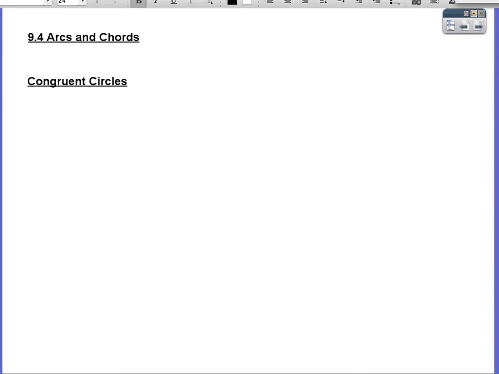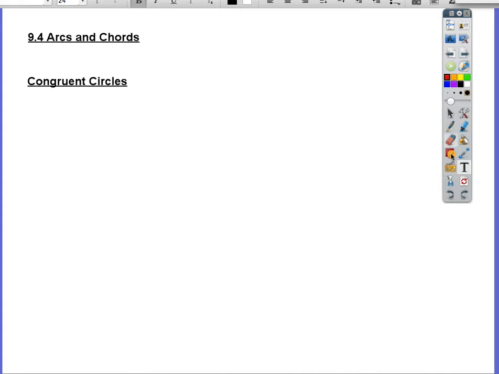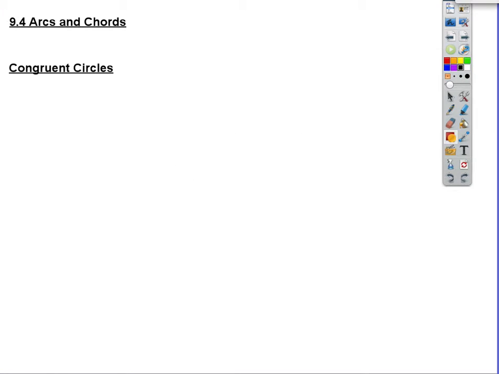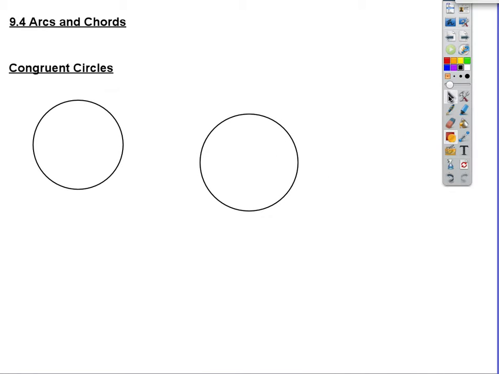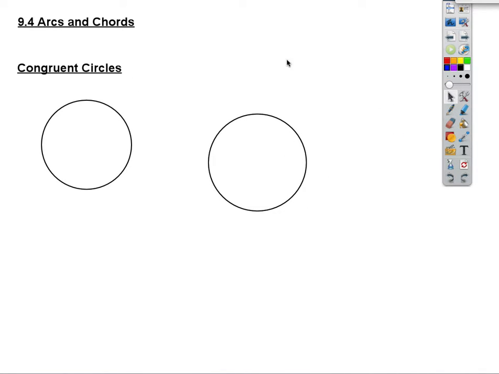So in this video, we're going to talk about arcs and chords in a circle. The first thing we should talk about: some of these theorems talk about circles being congruent. Yes, it is possible for circles to be congruent. In order for one circle to be congruent to the other, they both have to have radii that are congruent.